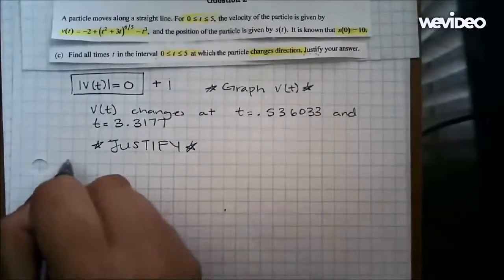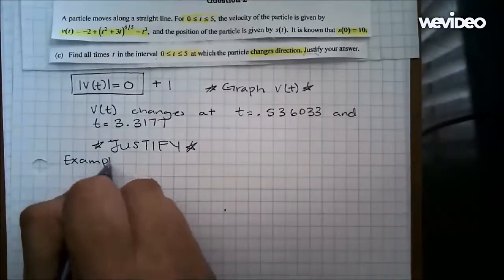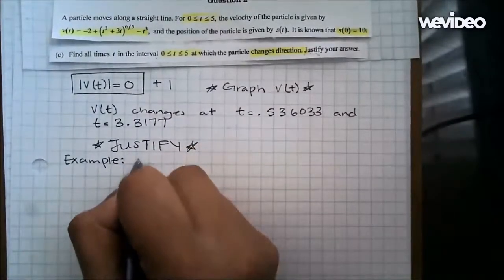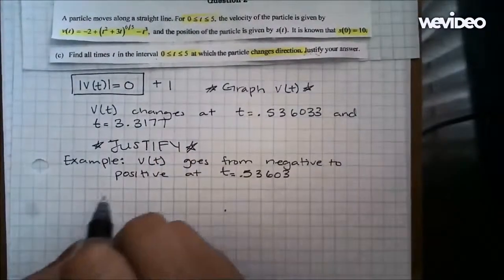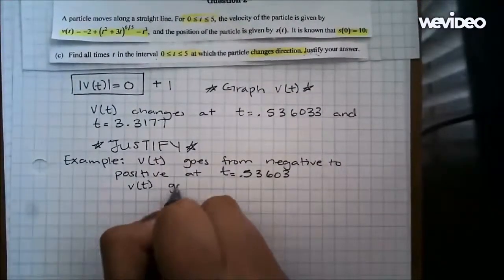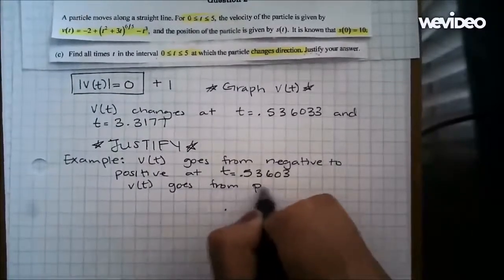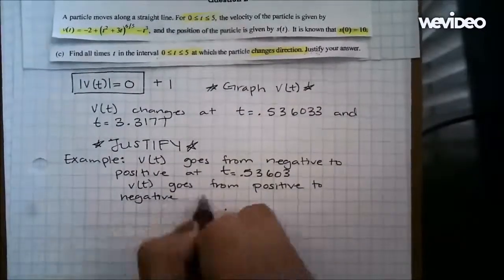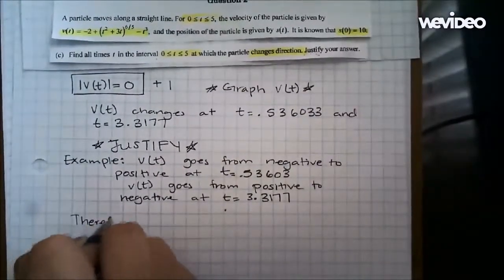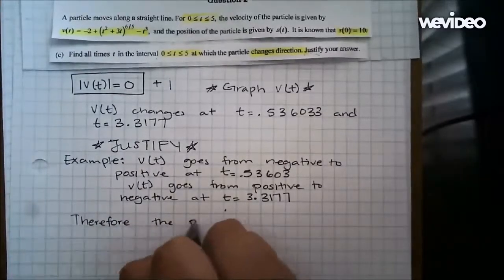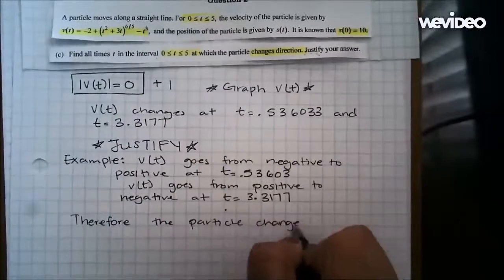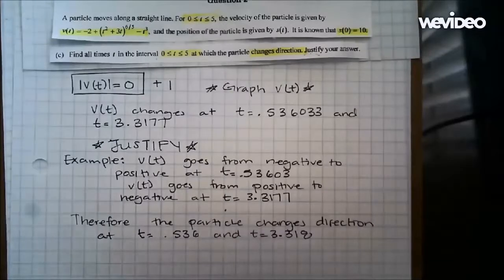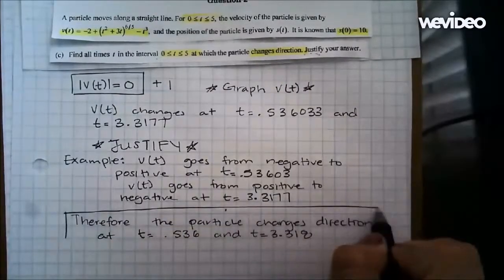We see that on the graph, v of t changes from negative to positive at t equals 0.536. We also note that v of t changes from positive to negative at t equals 3.317756. We say, in conclusion, the particle changes direction at 0.536 and 3.318. This nets us 2 points for the whole justification.